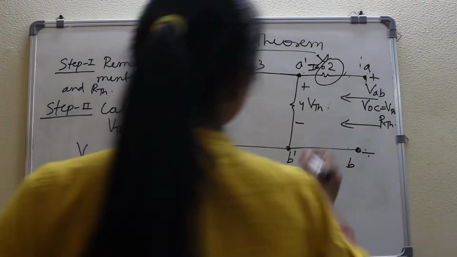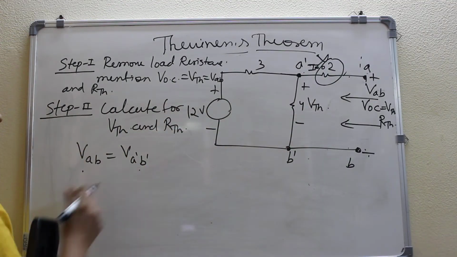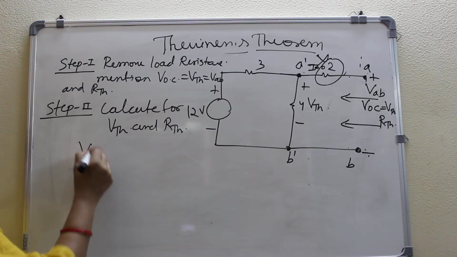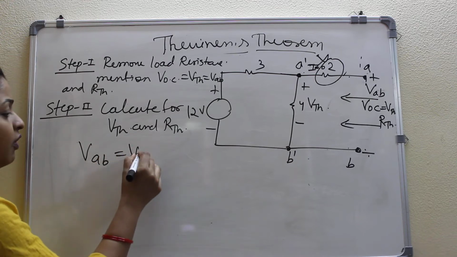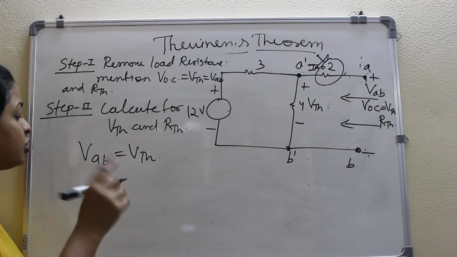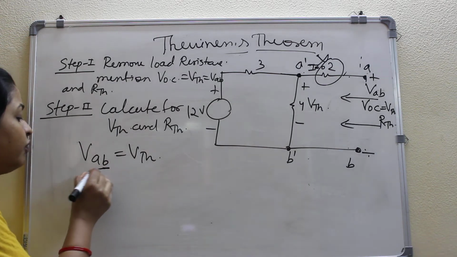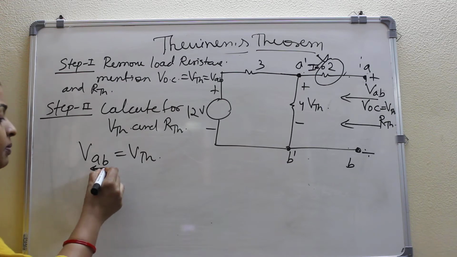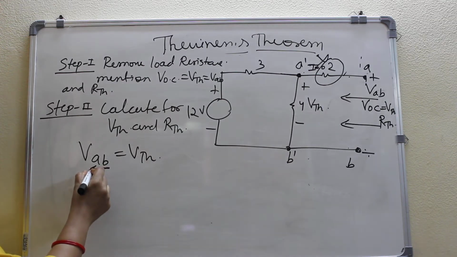So in this case, we can calculate VAB, VAB dash, that is equal. So you can apply to calculate VAB or VTH. What exactly you have to do? You have to just apply Kirchhoff's voltage law. Start from B towards A, applying Kirchhoff's voltage law.